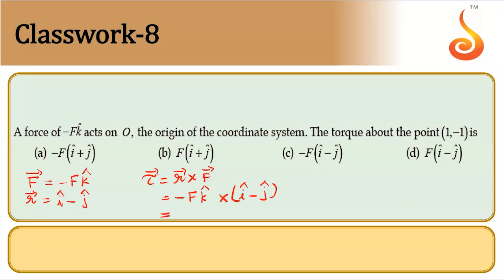K cross I is j. So it should be minus F into k cross I, that is j cap. Minus into minus will be plus F into k cross j. See, j cross k is I. K cross j should be minus I cap. So it should be minus F into I cap plus j cap.